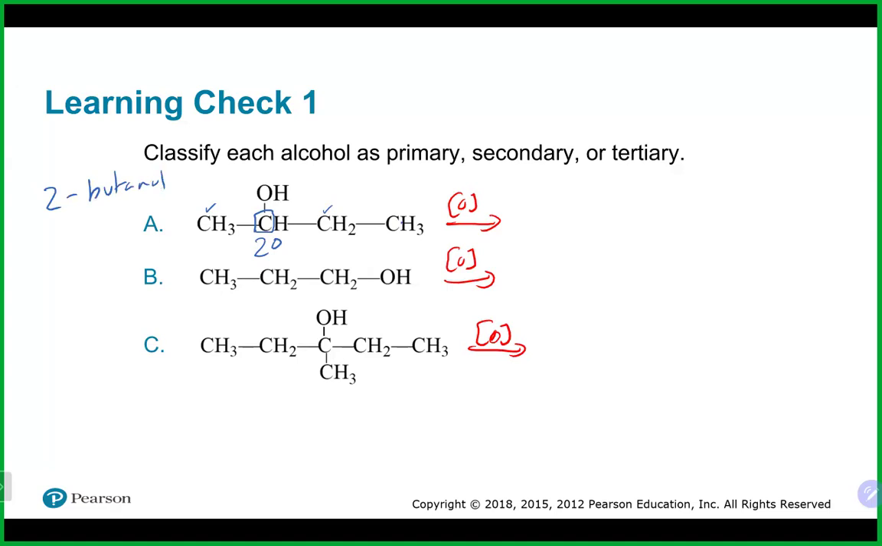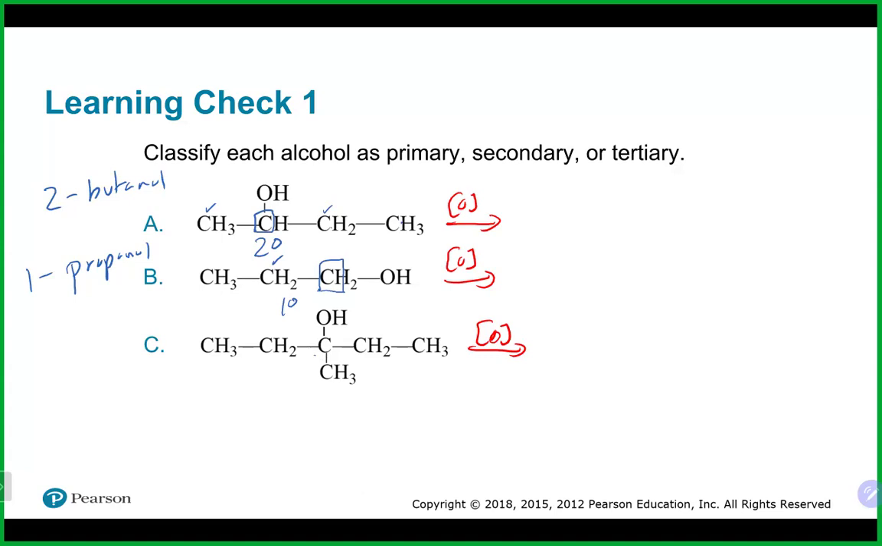Now, looking at the next one, primary, secondary, tertiary, this is a primary, as that is the carbon that has the OH. It is directly attached to one other carbon. That's going to be a primary. This is 1, 2, 3 carbons, which is propanol. And the OH is actually on carbon number 1 here, as you do need it because you could have 2-propanol, which would be different in this case.